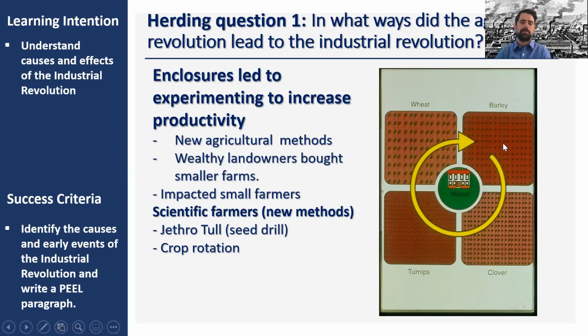The new method of crop rotation meant that as the enclosures grew in size, people could rotate the crops year to year, meaning that in one year, wheat would be grown on one part of land, barley on the second, clover on the third, turnips on the fourth, and then in the second year, it would rotate. So wheat would move to where barley was, barley would move to clover, and so on. And what this meant is that farmers would be able to grow a lot more crops a lot more quickly and have a lot more different types of crops. So the land was used efficiently and they had a lot of money to be made.